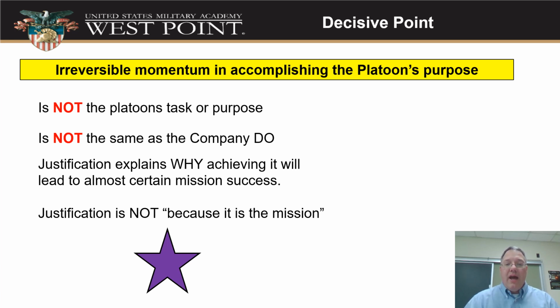Now, you also have to give justifications about why that decisive point will lead to mission success. That should be something that explains why getting to the decisive point will almost guarantee that you're going to win the fight, that you've got irreversible momentum, that there's not much the enemy can do to stop you from then on. Your justification cannot just say, because it's the mission, because at that point we have won. That would be an indicator that you're too late in the fight. You want to know that you're going to win earlier than actually winning.